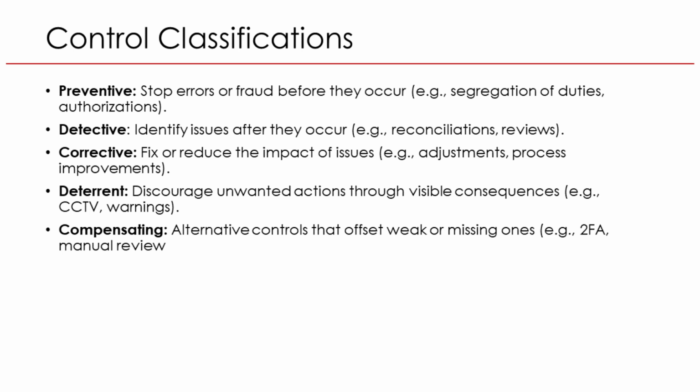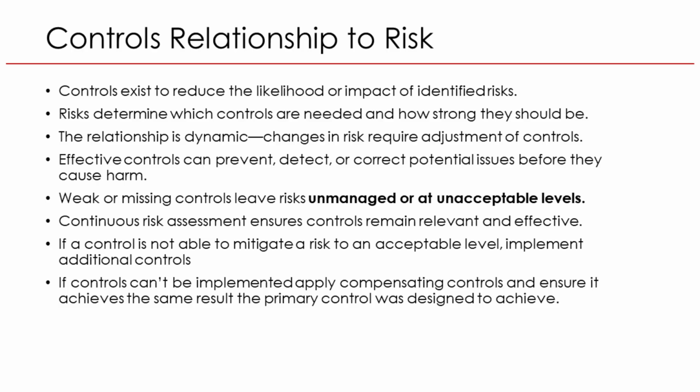For example, if biometric access isn't available, two-factor authentication, 2FA, can serve as a compensating control. Or, if automatic logs are missing, manual reviews can fill the gap. Together, these controls help organizations prevent, detect, and respond to risks effectively. Controls help reduce the chance or impact of risks in an organization.